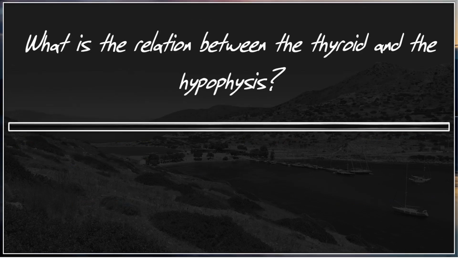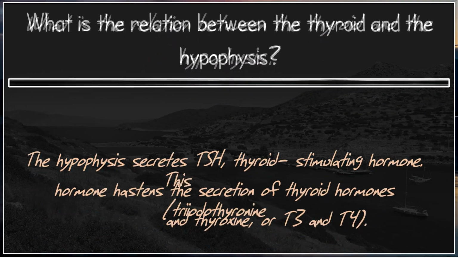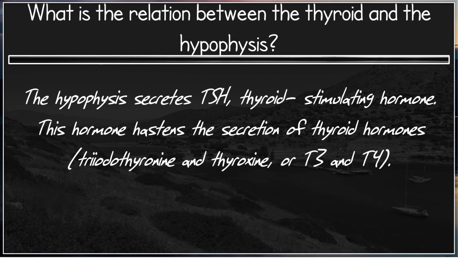What is the relation between the thyroid and the hypophysis? Hypophysis secretes TSH, thyroid stimulating hormone. This hormone hastens the secretion of thyroid hormones, triiodothyronine and thyroxine, or T3 and T4.